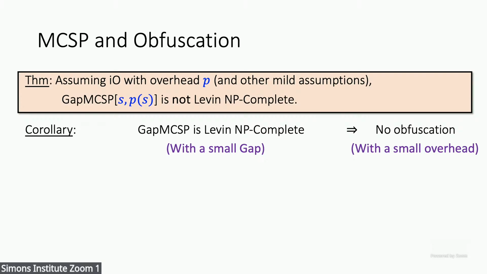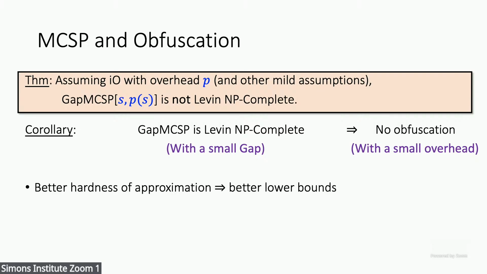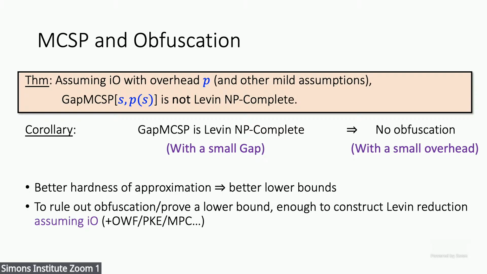And we show a lower bound on obfuscation using meta-complexity. I want to say that if you can prove better hardness of approximation for meta-complexity problems, then you get better lower bounds. So this is a good reason to try to get better hardness of approximation results for meta-complexity problems. Also, if you only want to prove a lower bound on obfuscation, you can show a reduction that uses obfuscation in the reduction. You can assume that obfuscation exists when you construct the reduction.